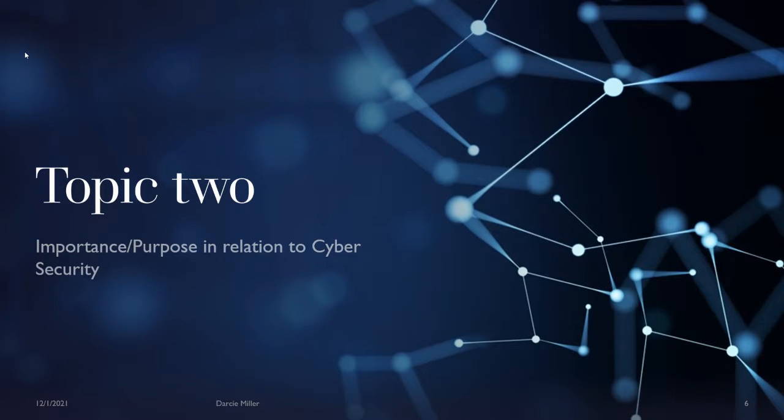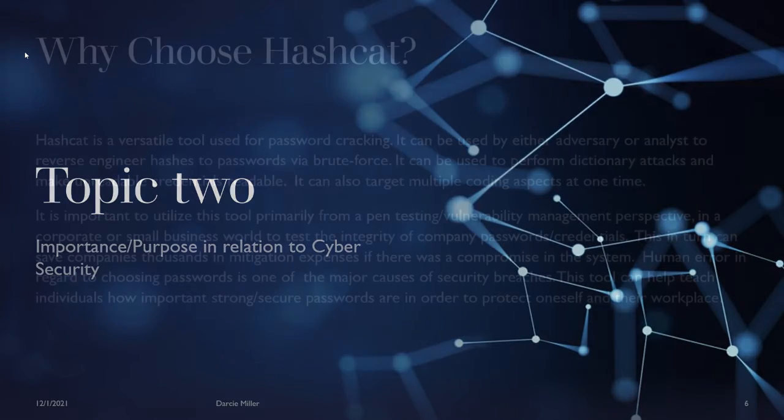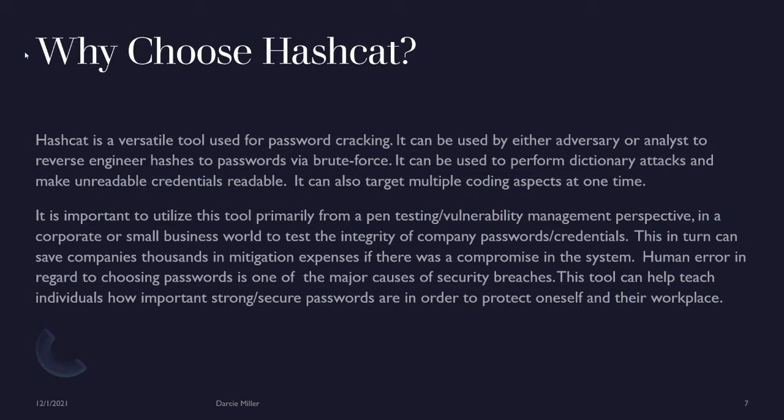Topic 2. What is the importance or purpose in relation to cybersecurity? Why would you choose Hashcat? Hashcat is a versatile tool used for password cracking. It can be used by either adversary or analyst to reverse engineer hashes to passwords via brute force. It can be used to perform dictionary attacks and make unreadable credentials readable. It can also target multiple coding aspects at one time.